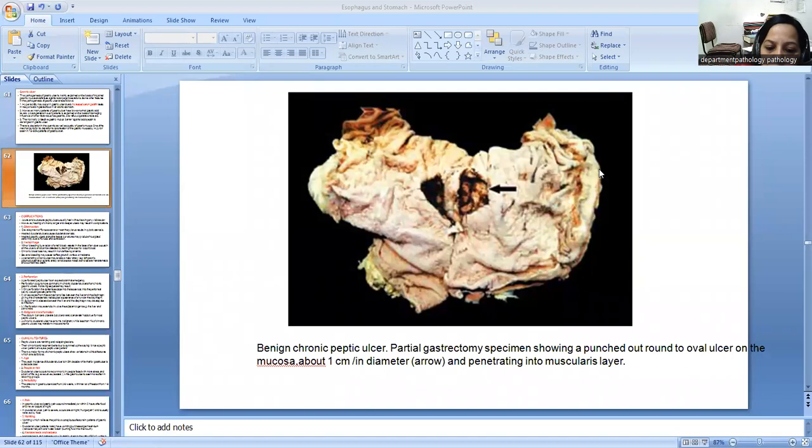Now here we can see benign chronic peptic ulcer. This is a picture of peptic ulcer. This is also a partial gastrectomy specimen, showing a punched-out round to oval ulcer on the mucosa, about 1 centimeter in size and penetrating deep into the muscularis layer.